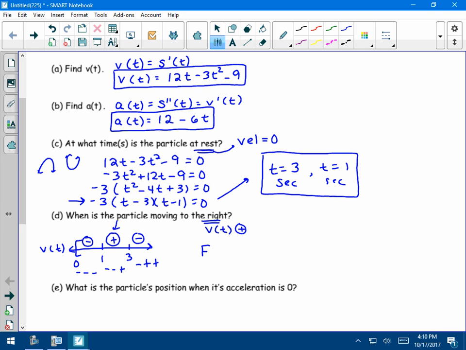So when is it moving to the right? When it's positive. So from 1 to 3 seconds. Or you can write it as interval notation from 1 to 3.